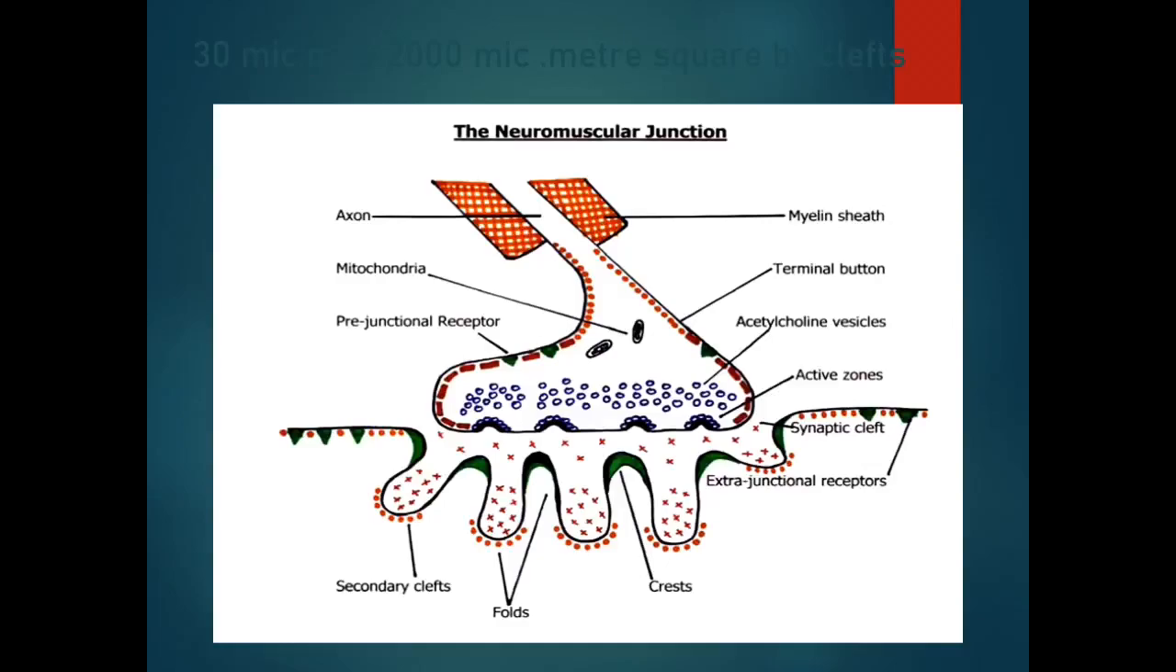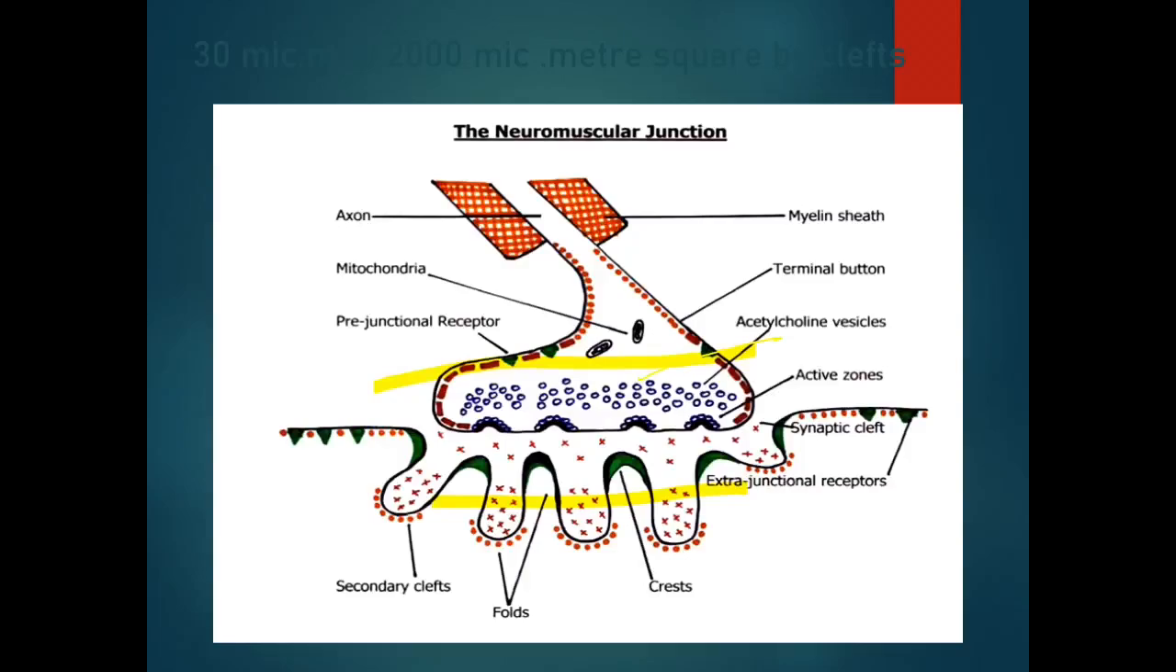Now this is a diagrammatic representation of the neuromuscular junction, wherein you can see the end of the nerve comes and touches onto the surface of the muscle fiber, forming the neuromuscular junction. The important points that you need to look into here: the midline is supposed to be the prejunctional area. This is the prejunctional area and this is the postjunctional area.